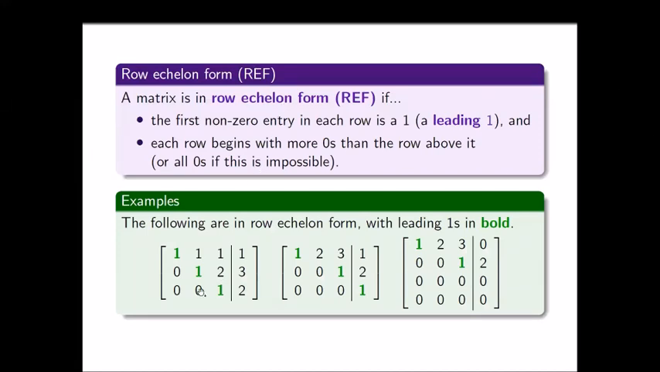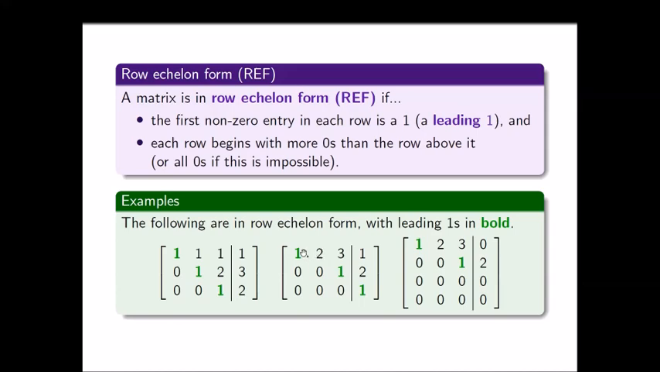So all of these matrices are in row echelon form. Let's look at the first matrix. Look at each row. Each row has a bunch of zeros followed by a bunch of non-zero values, where the first non-zero entry, or the first non-zero value, is 1. And as we go down, the number of zeros keeps increasing before we get to the first non-zero value.